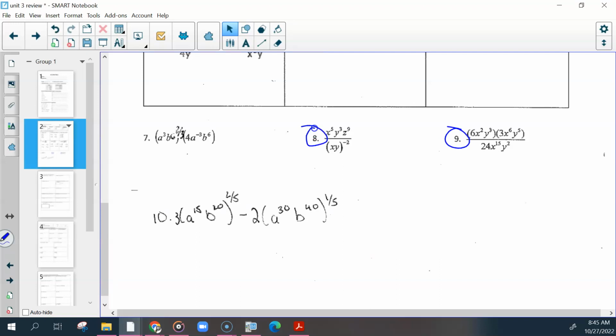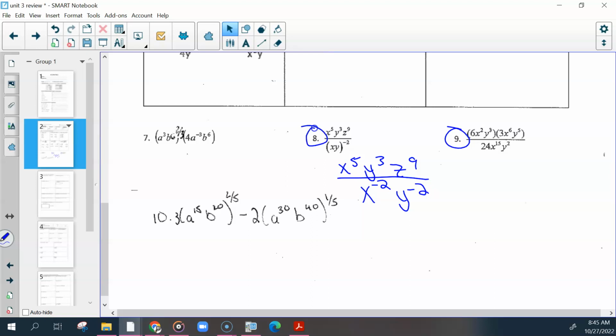Okay. So for 8, remember that you have choices. Either flip this up and then work with that, or take the exponent and apply it. So this would be x to the negative 2, y to the negative 2. If you're flipping it up, you wouldn't do this. So pick whichever one you want.